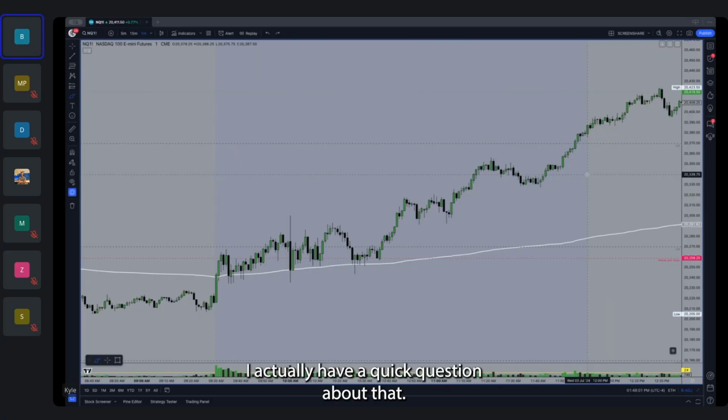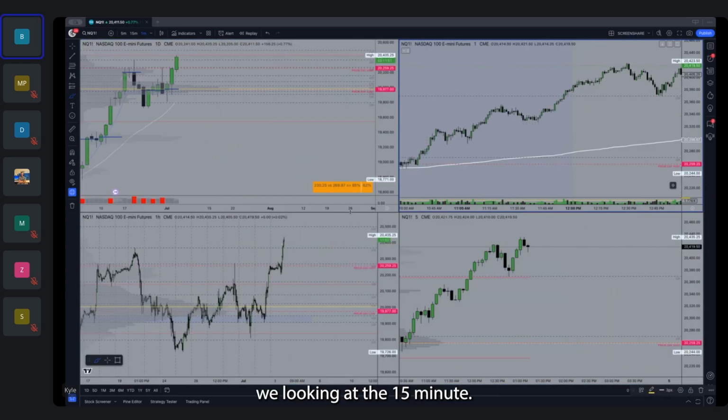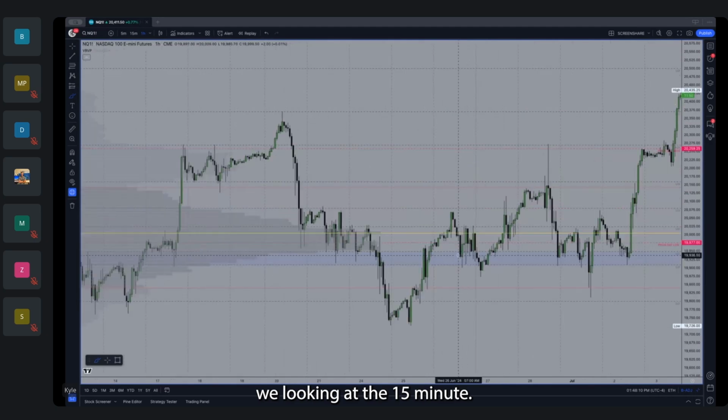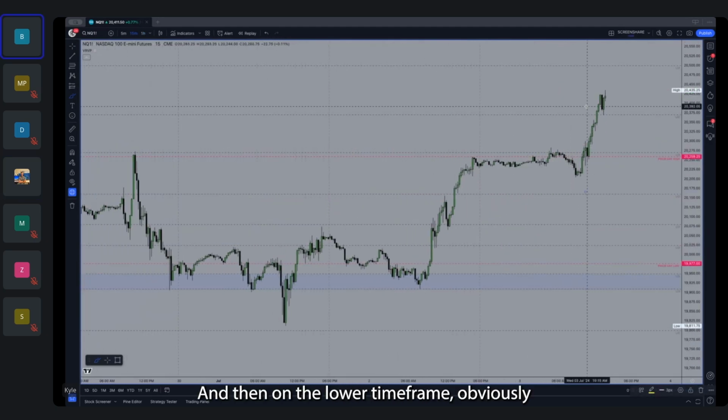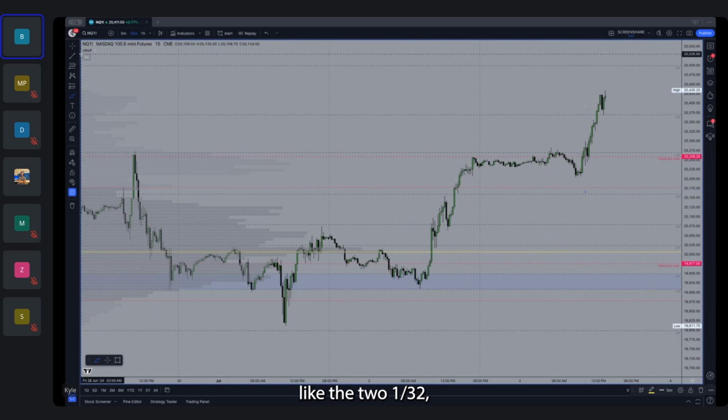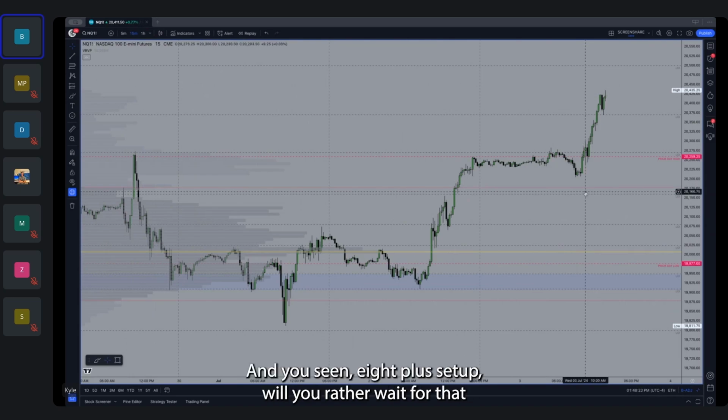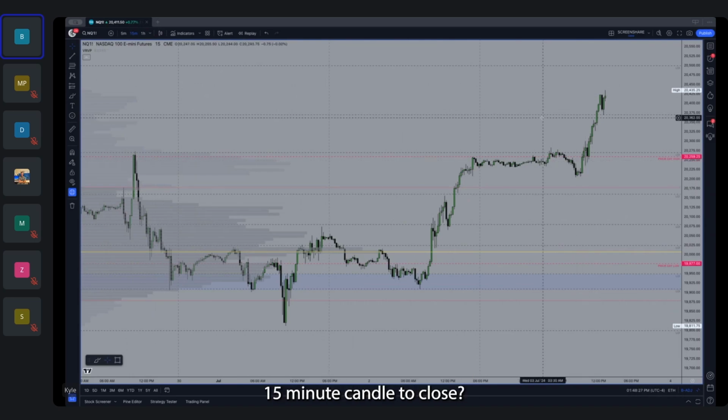I actually have a quick question about that, the higher time frame setups, right? So let's say we're looking at the 15 minute, and it's forming a hammer, and then on the lower time frame, obviously like the 2, 1, 30-second, is that at a level of interest and you've seen an A plus setup, will you rather wait for that 15-minute candle to close?